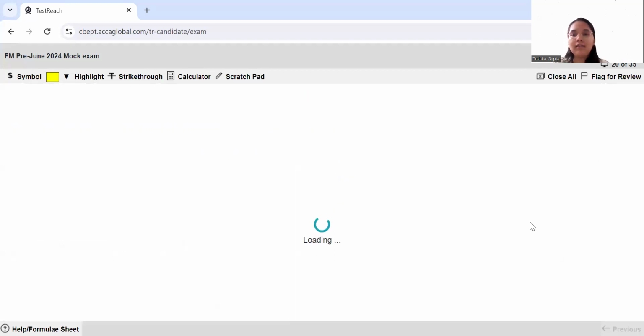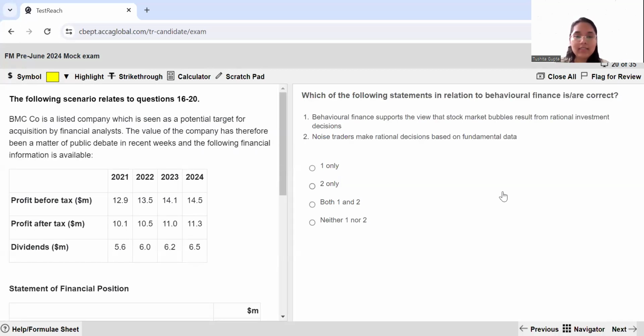We move to the last question, question number 20 for this case study. Which of the following statements in relation to behavioral finance is or are correct? Behavioral finance supports the view that stock market bubbles result from rational investment decisions. This is absolutely incorrect. Stock market bubbles result from irrational investment decisions. So, one is incorrect. Noise traders make rational decisions on fundamental data. Absolutely not. They do not do any sort of fundamental analysis. They simply overreact to good and bad news without any rational analysis. So both statement 1 and 2 are incorrect.